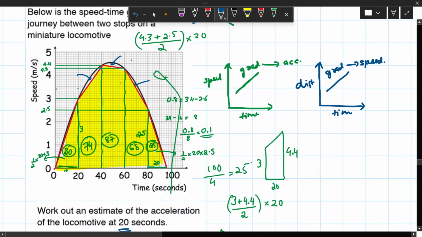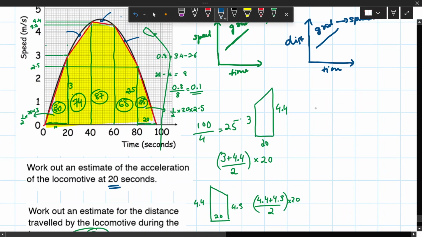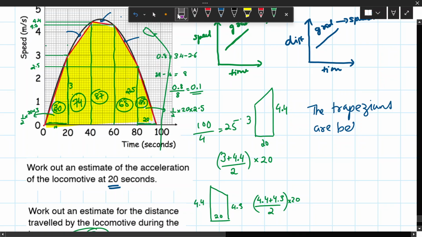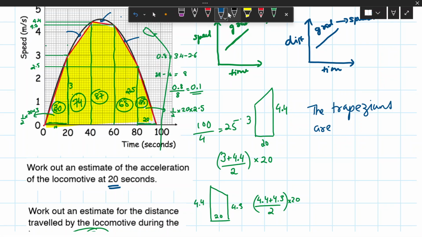So is this an underestimate? Yes. The reason is the trapeziums are under the curve. If the trapeziums were above the curve, then it would have been an overestimate, but because the trapeziums are under the curve, you still have area which is left out, which we still haven't counted for. So the trapeziums being under the curve makes this an underestimate.